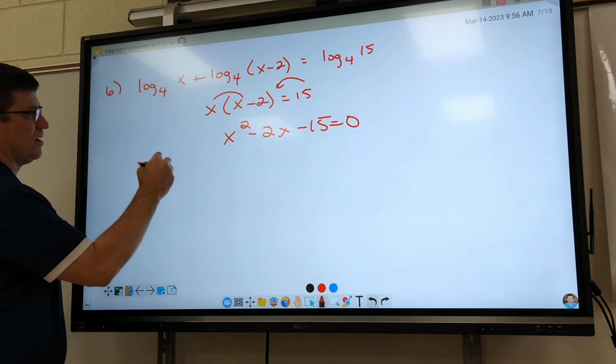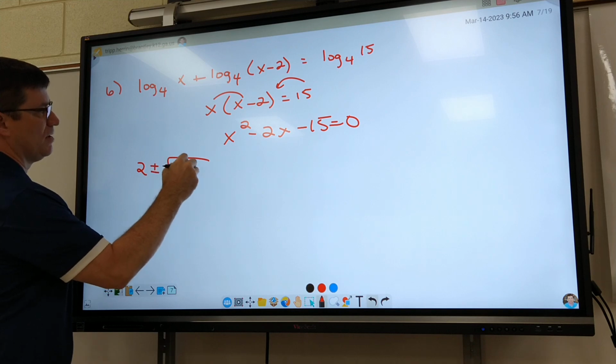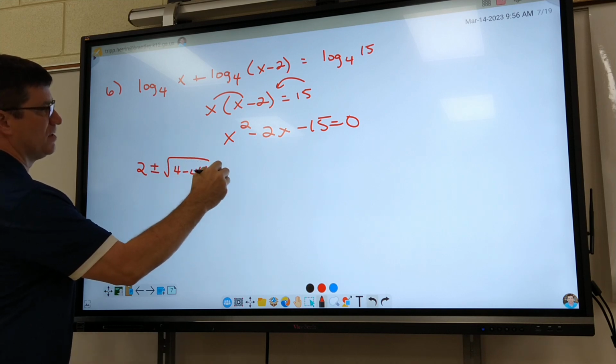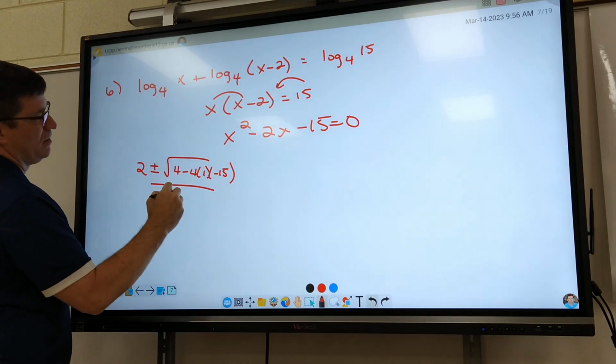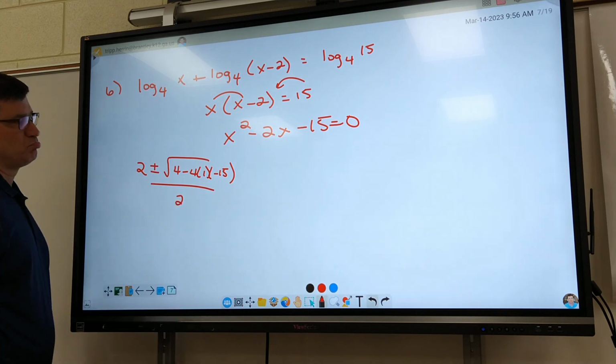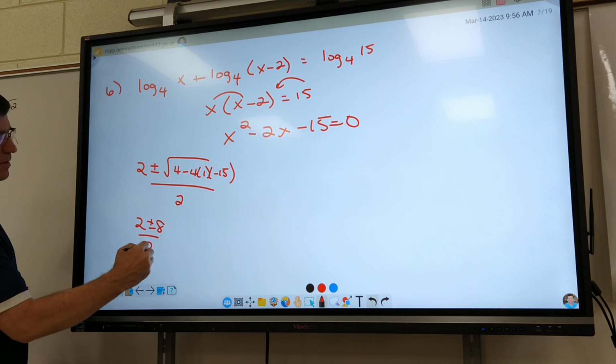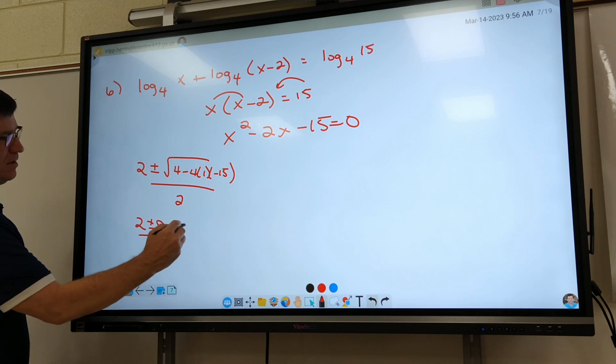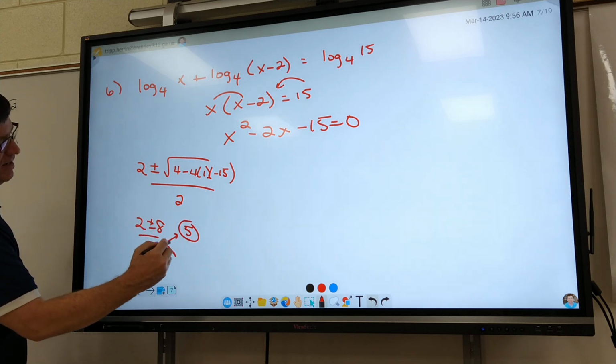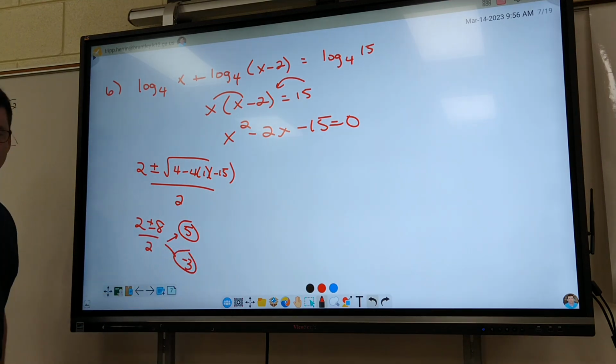Two plus or minus the square root of 4 minus 4 times 15. Do we have to mark any of the answers out for 6? I don't know. Let me do it real quick. I got 5 and I got negative 3. Somebody check those for me. 5 and negative 3.